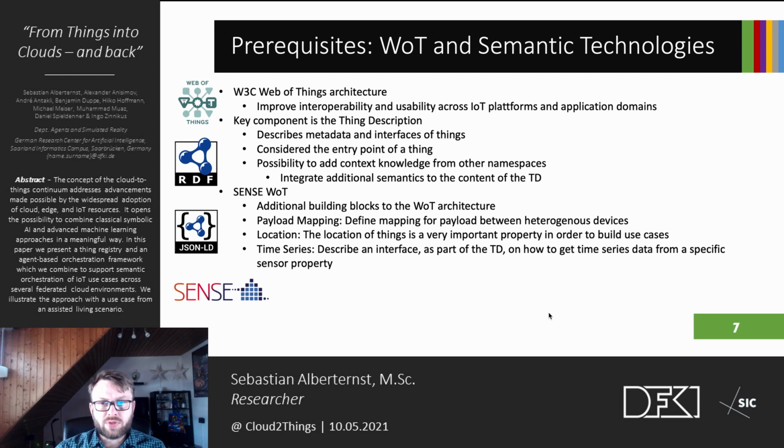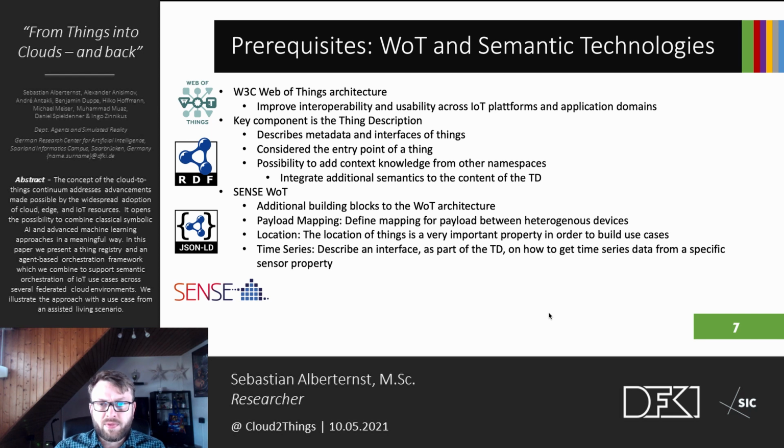A thing description describes its interfaces and metadata using JSON-LD to combine JSON with semantics, making it possible to add context knowledge from other namespaces to integrate additional semantics to the content of a thing description. Another prerequisite of our approach is Sense Web of Things, which was developed in the Sense project, which focuses on interoperability and smart building. It adds 3 additional building blocks to the Web of Things architecture with the aim to support common problems when working with things, as well as increasing the interoperability.